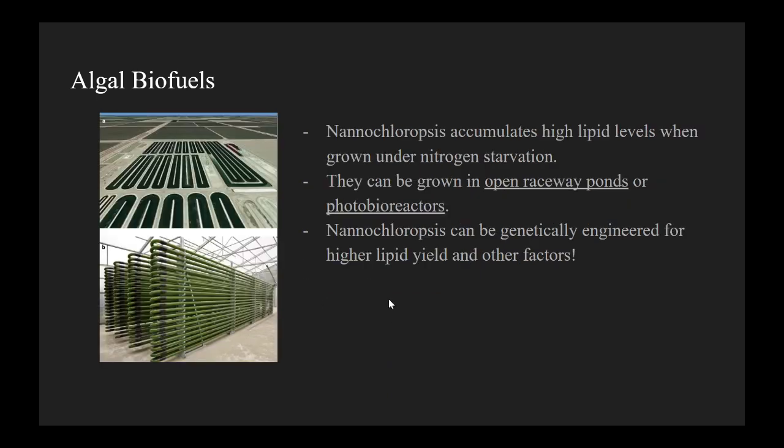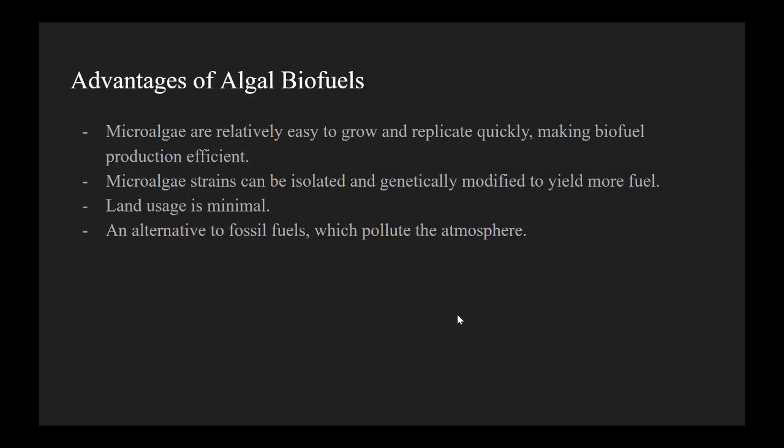So we grow these either in big open raceway ponds or photobioreactors, which are little tubes where we can control the environmental conditions and then extract all the products. Some other details about Nannochloropsis: it produces more lipids, more potential energy products, when grown under conditions where there's not much nitrogen. And, which is very interesting, they can be genetically engineered. We can literally change the DNA of these microalgae so that they produce more lipids and more potential energy products, as well as other factors.